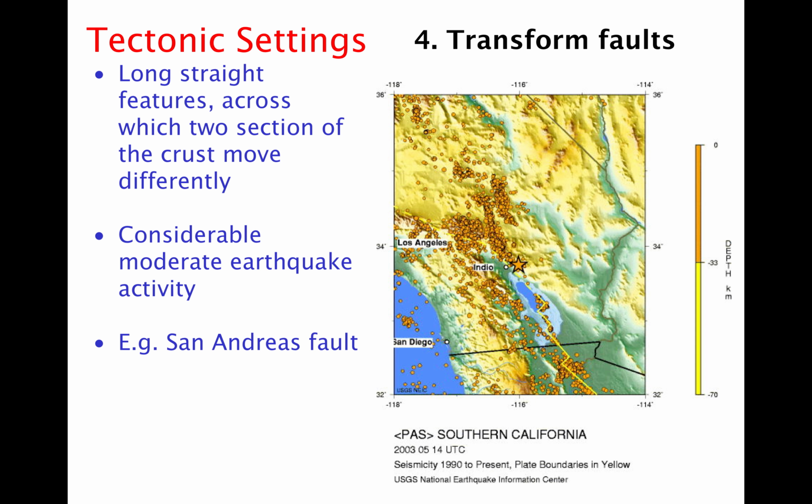The fourth one is called a transform fault. These are usually long, straight features across which two sections of the crust move differently. Here is Southern California, the San Andreas Fault, a fairly long, straight feature running through here. Considerable moderate earthquake activity is indicated by these dots. This is also present in other areas, such as Anatolia and Turkey.